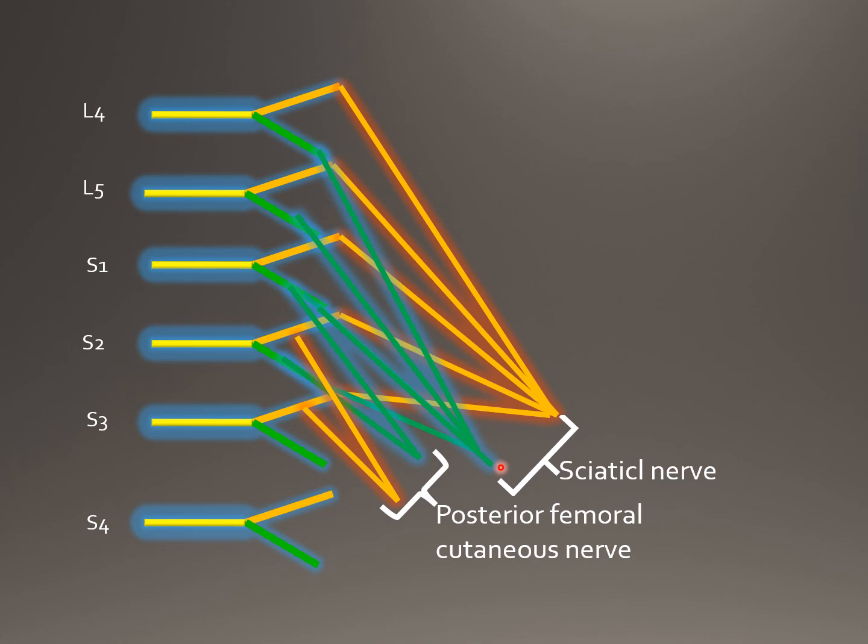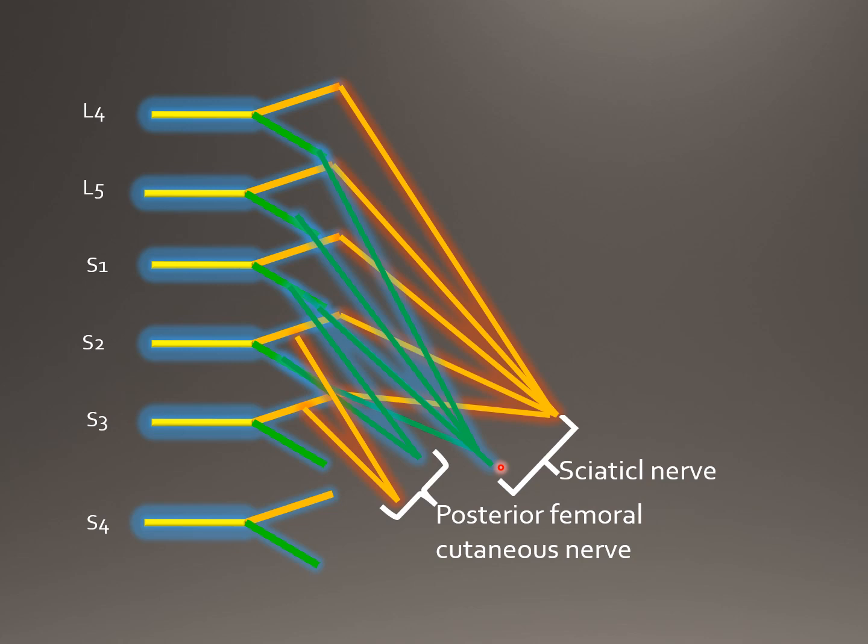This comes out through the greater sciatic foramen and the main branch supplied by the sciatic nerve is to the hamstring muscle. It means it supplies the semitendinosus, semimembranosus and biceps femoris. And the sciatic nerve is one of the terminal branches of the sacral plexus. The next nerve, next to this sciatic nerve, is posterior femoral cutaneous nerve. So medial to that sciatic nerve is posterior femoral cutaneous nerve.